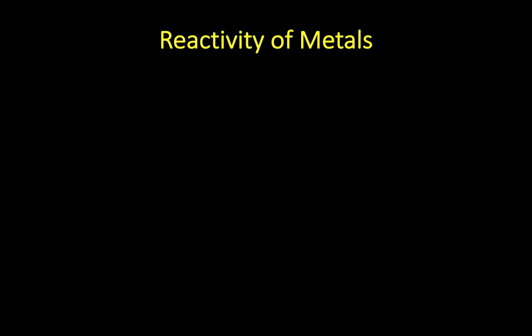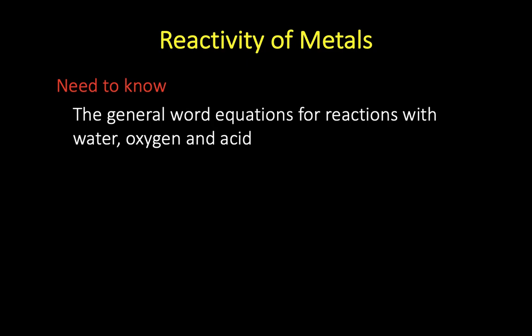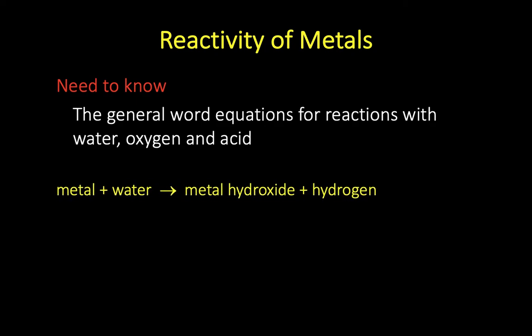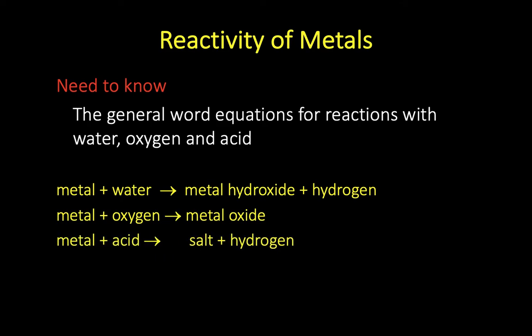So, reactivity of metals continued. This is what you need to know. The general word equations for reactions with water, oxygen and acid. So metal plus water gives metal hydroxide plus hydrogen. Need to know it. Metal plus oxygen, metal oxide. Need to know it. Metal plus acid gives salt plus hydrogen. You guessed it, you need to know it. So these three equations shown in yellow, you must know these. They're important.